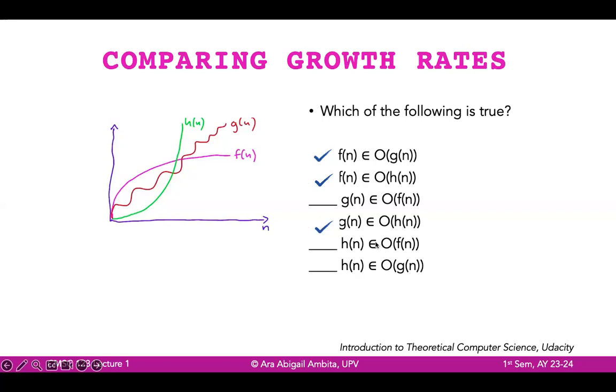H of n in O of f of n. So this is also not true, because as you can see in the graph. And then h of n is in O of g of n. No, because h of n's running time is greater as the input size grows compared to g of n.